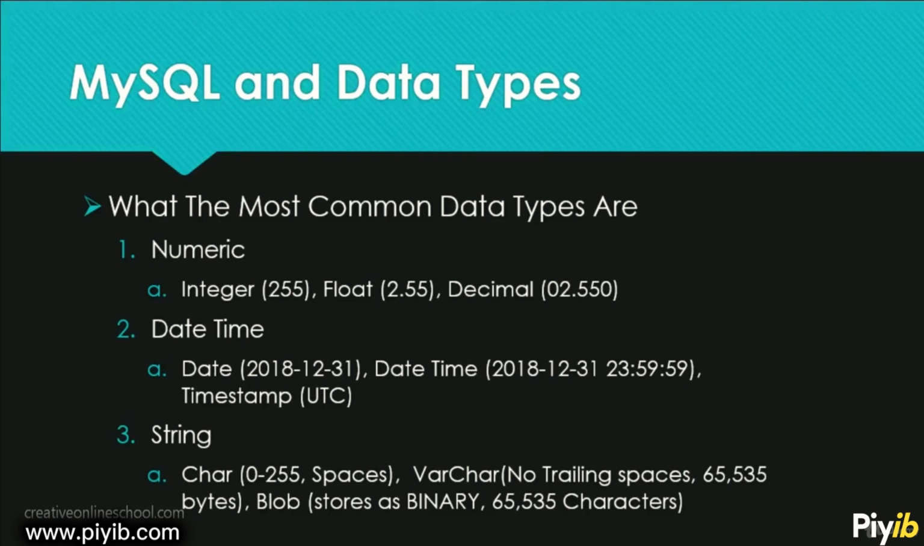Timestamp also stores the date and time, but it converts the time from its current time zone into the UTC time zone. And when you retrieve the information, it will automatically convert the time to the time zone of the requesting client.